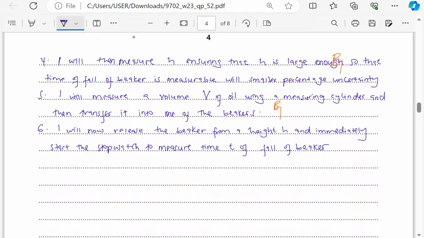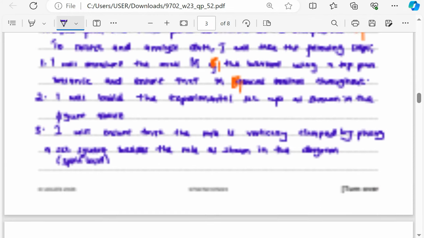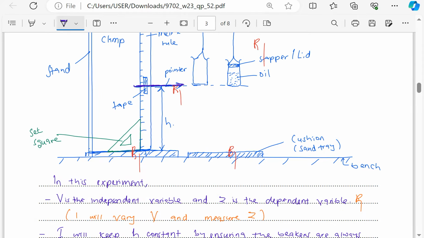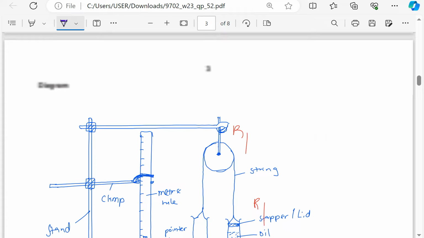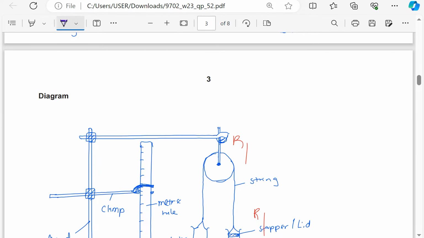Now the question is, how will I determine Z? Can I say Z is H over T? Not at all. Let's see how I will determine Z. If we assume acceleration due to gravity is constant, then I can use equations of motion. I can say v equals u plus at. This is now speed.